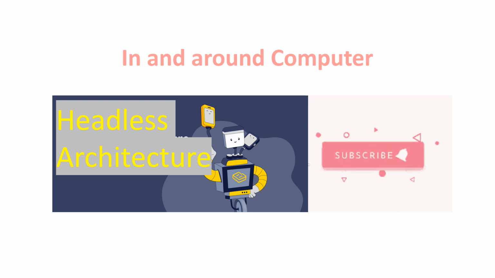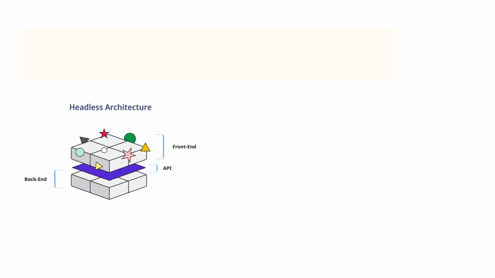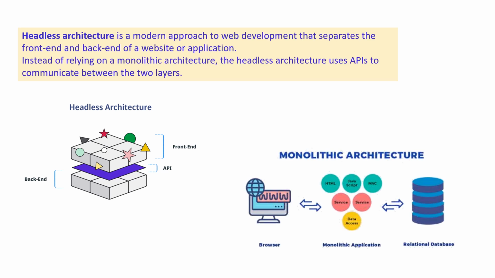In this video, we are going to see what is a headless architecture. Headless architecture is for web development, and this is a modern approach to web development that separates the front end and the back end of a website or an application. And instead of relying on the monolithic architecture, the headless architecture uses APIs, that is application programming interfaces, to communicate between the two layers, that is the front end and the back end.